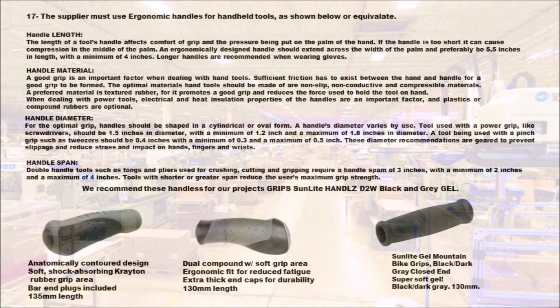Handle span. Double handle tools such as tongs and pliers used for crushing, cutting, and gripping require a handle span of 3 inches, with a minimum of 2 inches and a maximum of 4 inches. Tools with shorter or greater span reduce the user's maximum grip strength. We recommend these handles for our project's grip: Sunlight handles D2W black and gray gel.